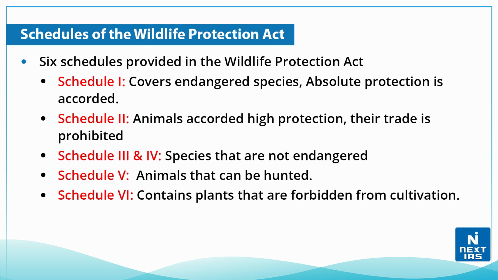Let us now talk about the schedules of the Wildlife Protection Act. There are 6 schedules that are provided in the Wildlife Protection Act. The first one covers endangered species, and absolute protection is accorded under this schedule. Then we have Schedule 2nd. Animals are accorded high protection and their trade is prohibited.